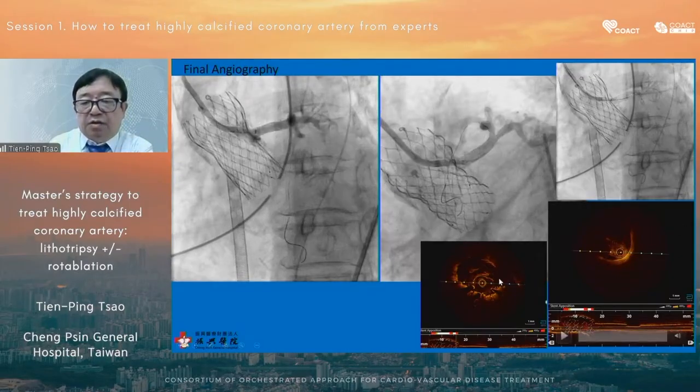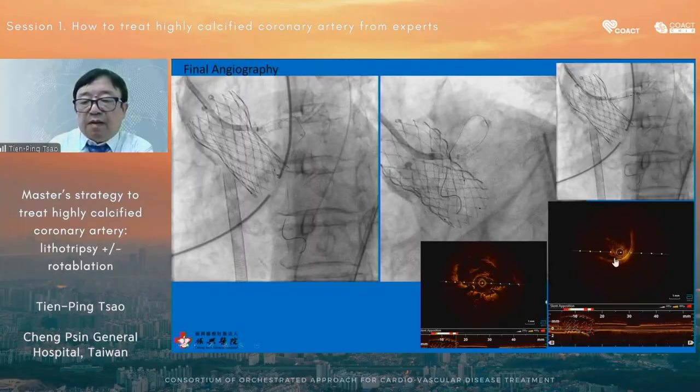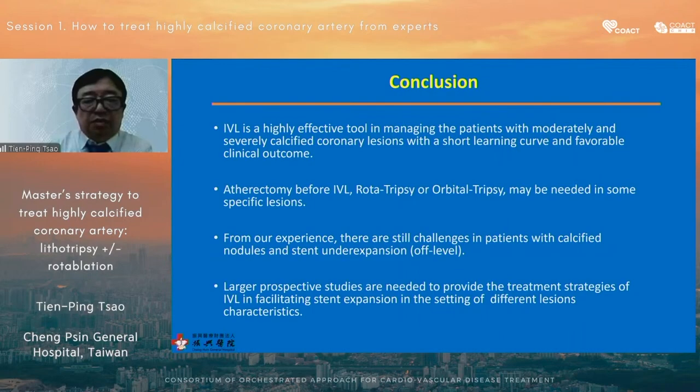The stenting results were confirmed by the OCT. So my conclusion is that IVL is a highly effective tool in managing patients with moderately to severely calcified coronary lesions, with a short learning curve and a favorable clinical outcome. Atherectomy before IVL, rotatripsy or orbitotripsy may be needed in some specific lesions. From our experience, there are still challenges in patients with calcified nodule and stent underexpansion, although it's off-label use.